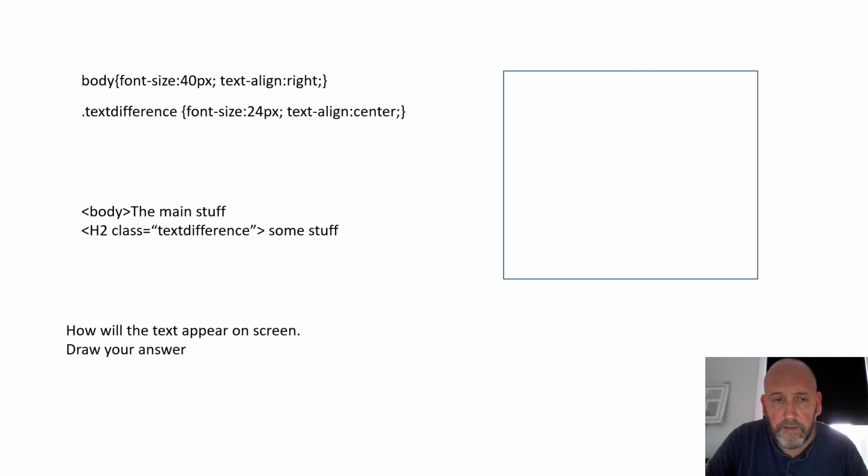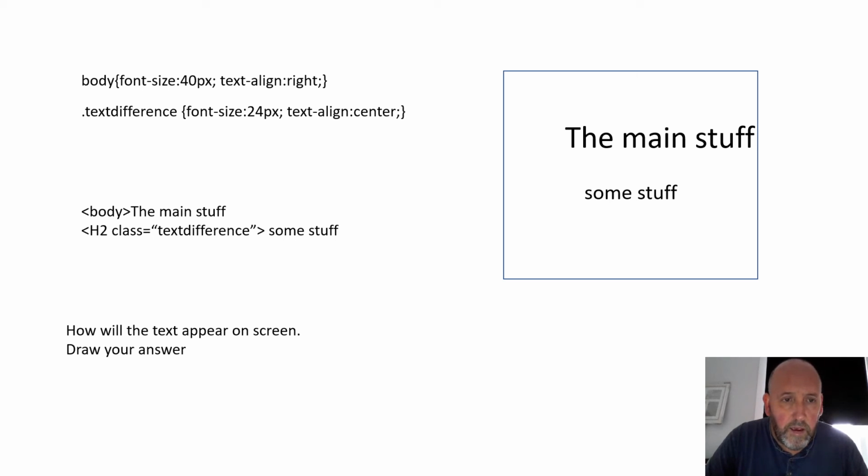Now let's look at this. We've got a body, font size 40, text aligned right. And we've got a class text different, font size 24, text aligned centre. This is our two lines on the HTML page, body, and then we've got the text, the main stuff, and then we've got an H2 which is using the class text different to put up the text some stuff. How will the text appear on screen? Draw your answer. Pause the video, draw your answer.